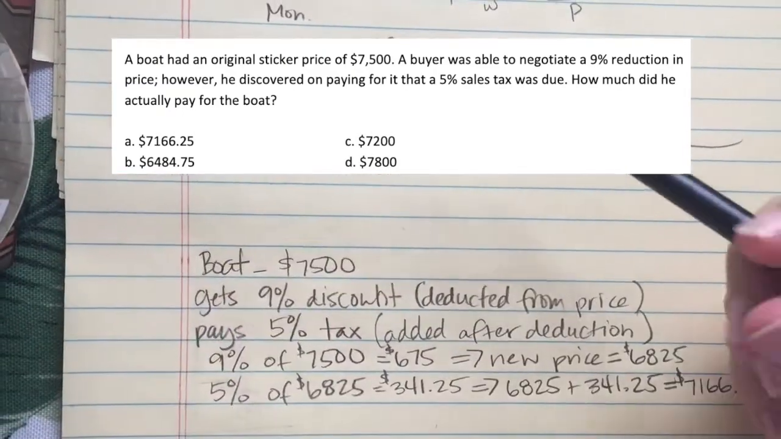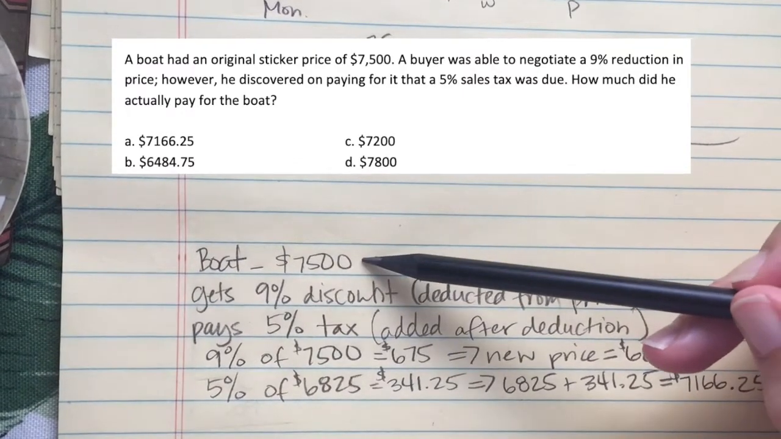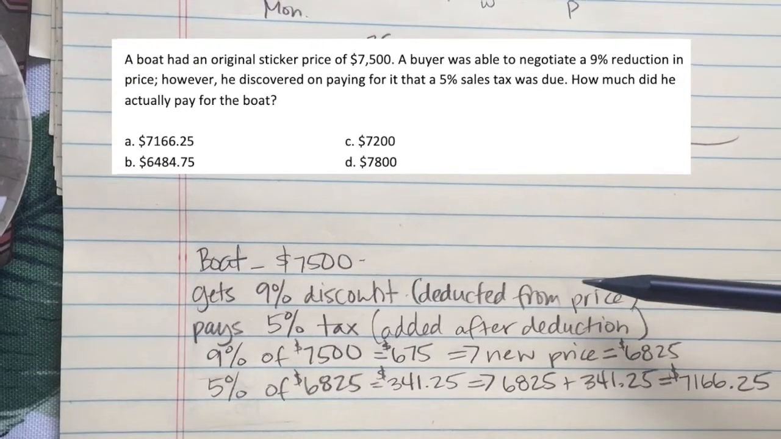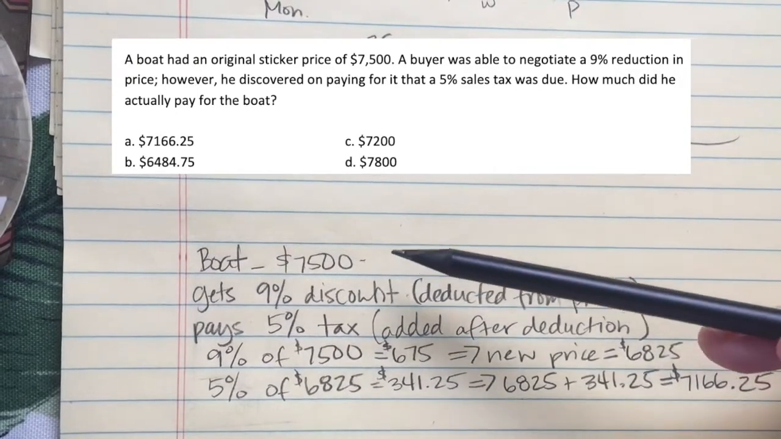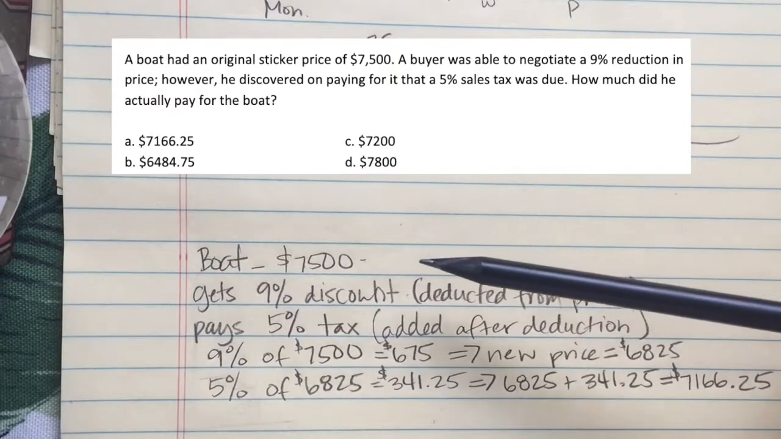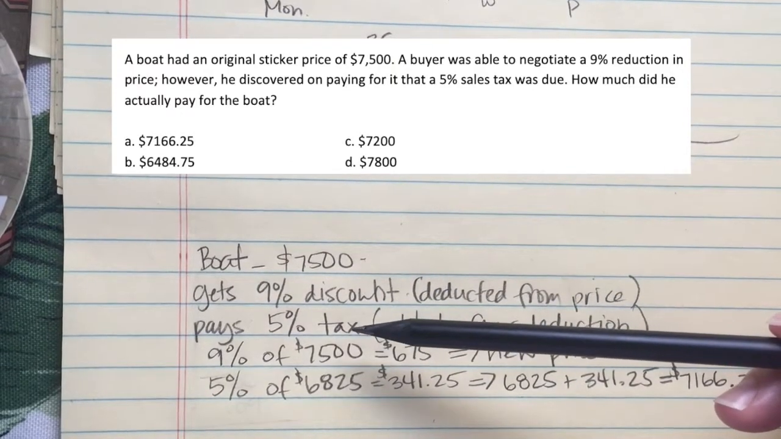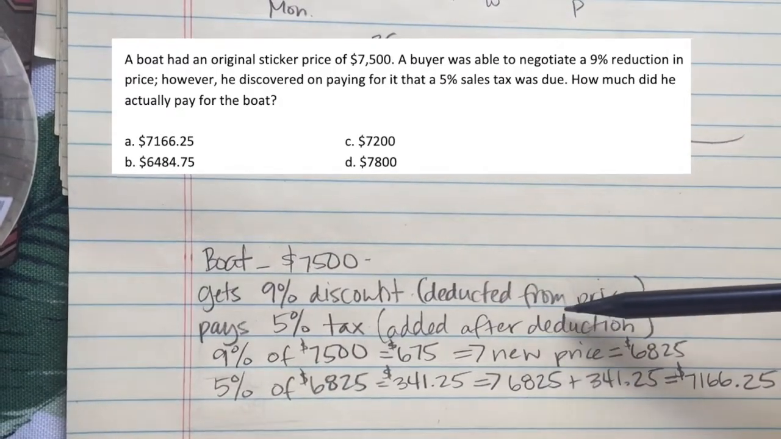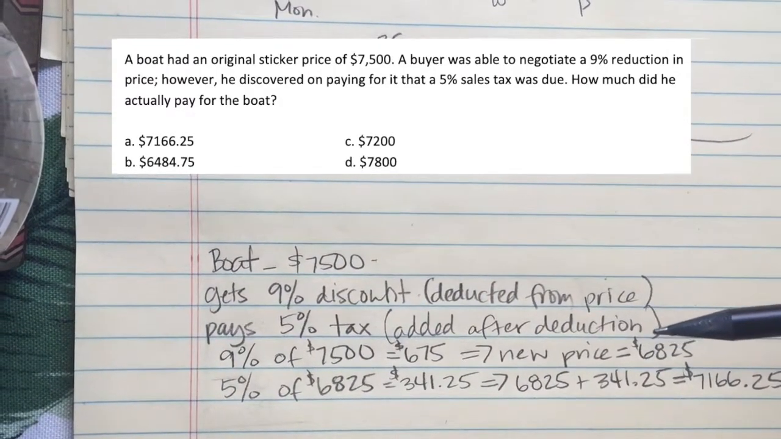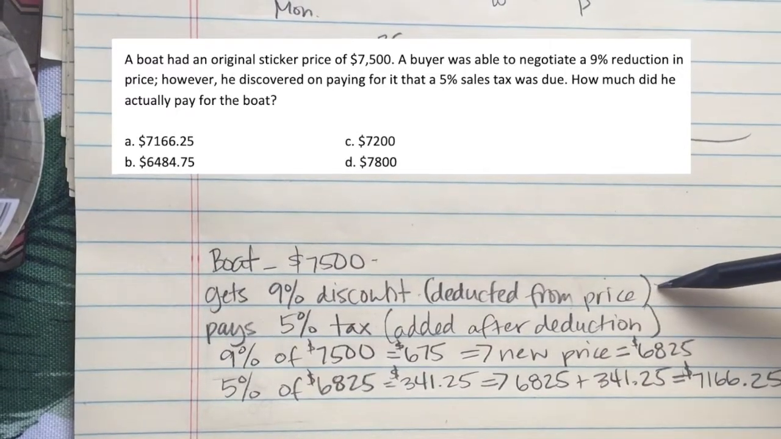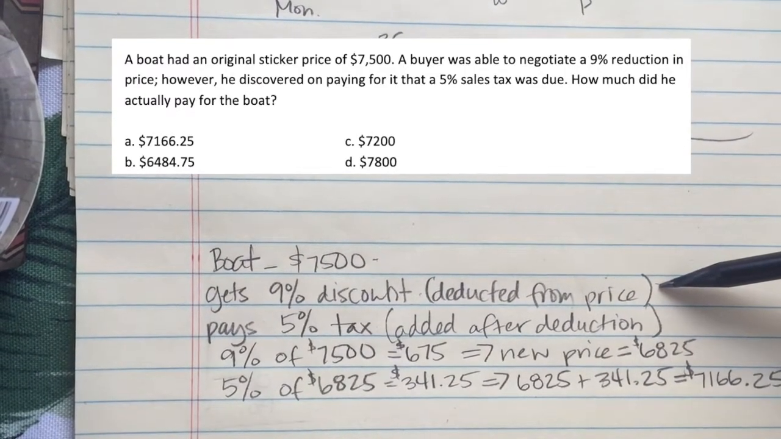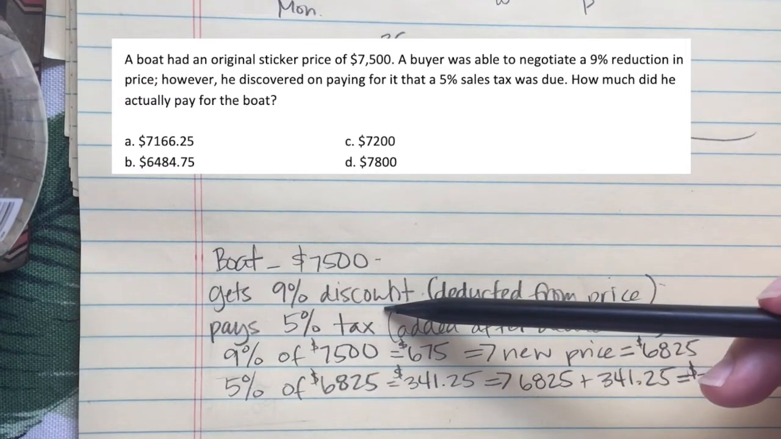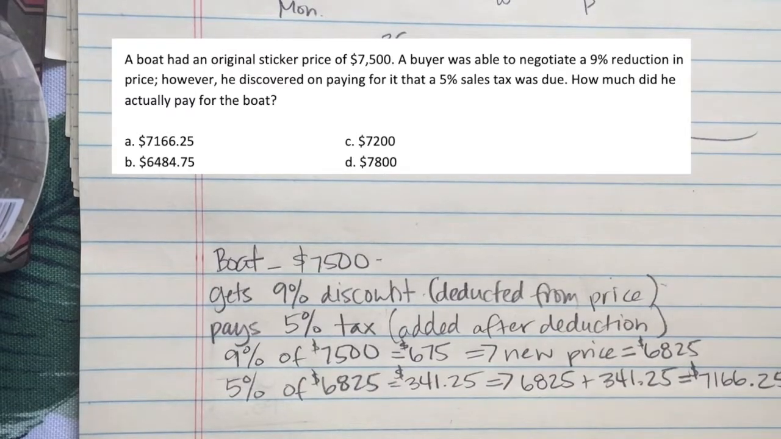Okay, this is what we know. So we have this boat that's $7,500. We're getting a 9% discount, so that's going to get deducted from this price, right? It's a discount. But on top of that, we also have to pay a 5% tax, which is added after the deduction. So essentially what I'm going to need to do is figure out how much is my discount and get a new price. And then whatever that price is, I'm going to have to calculate the sales tax and add it, okay?